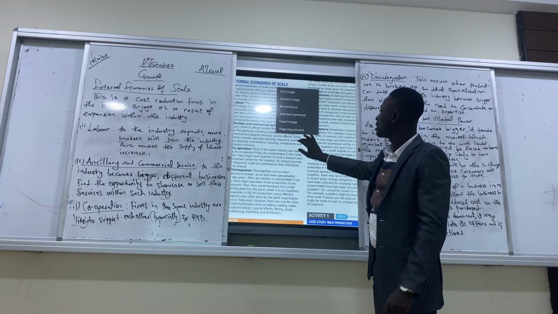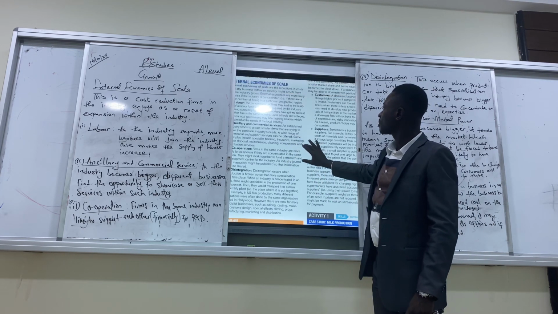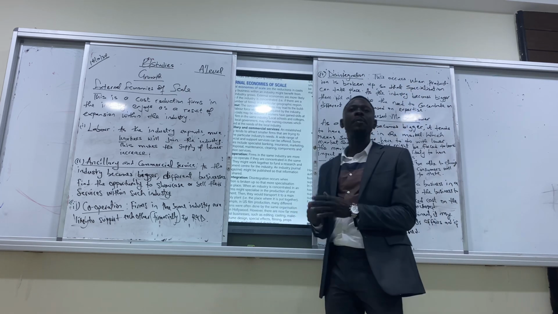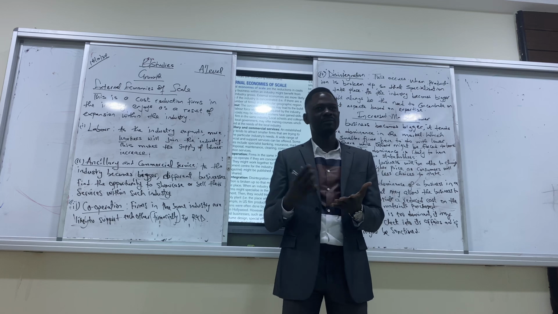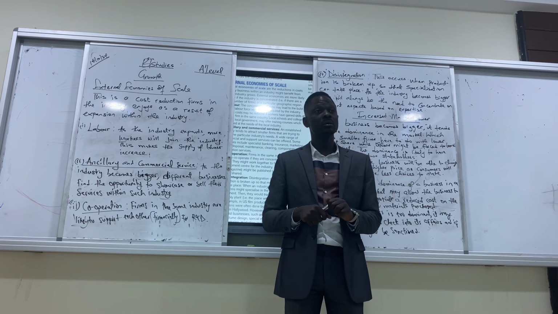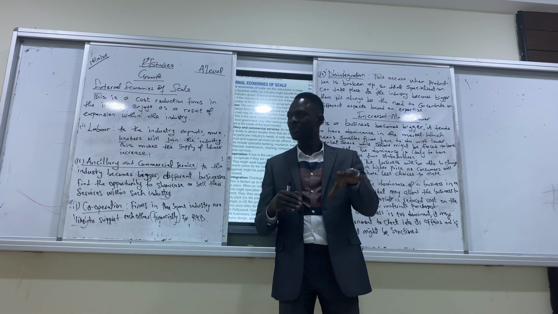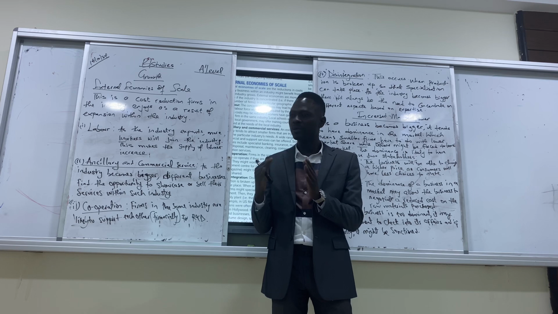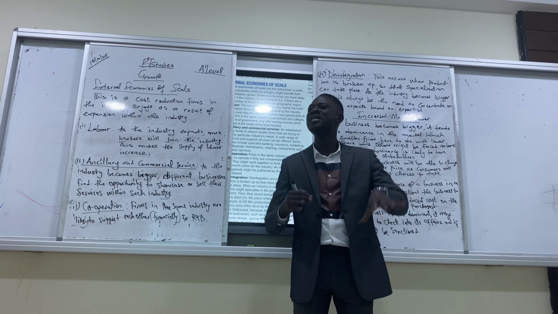Okay. So we continue with external economies. When we talk about external economies of scale, it happens because firms in the industry are able to exploit economies of scale. They are able to reduce the average cost of production because the industry is becoming bigger.